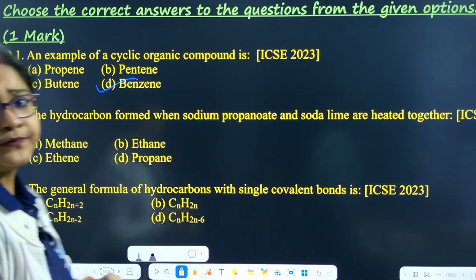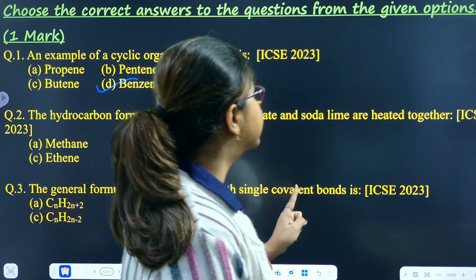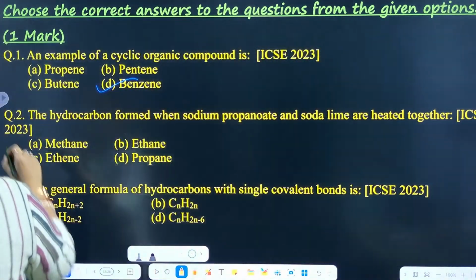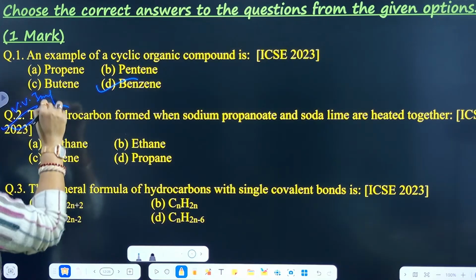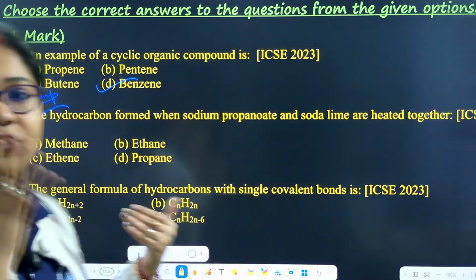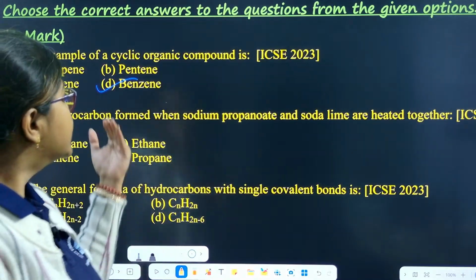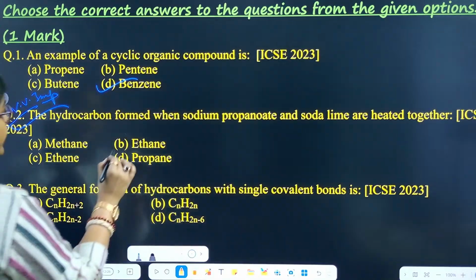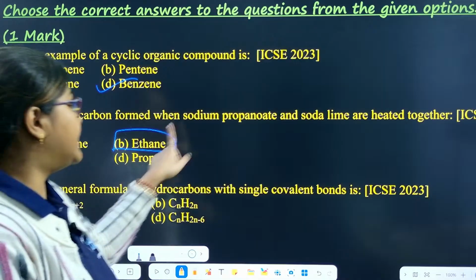Next: the hydrocarbon formed when sodium propanoate and soda lime are heated together. Can you remember? Very, very important. As I was saying, this comes every year, three consecutive years you see this question has come. So sodium propanoate, when it reacts with soda lime, will give you ethane. Not propane, mind you.